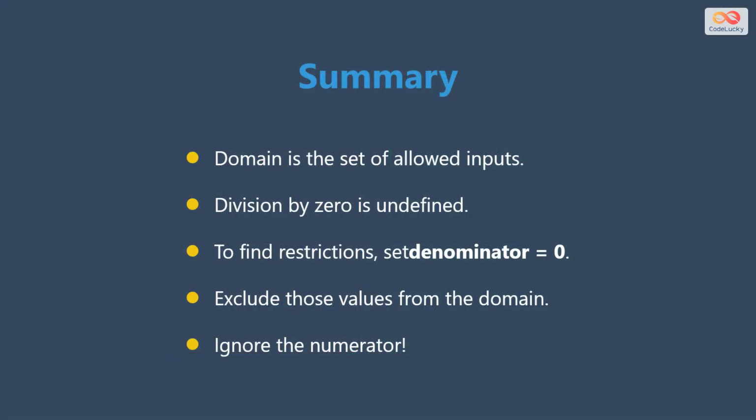To wrap up, remember these key points. The domain is the set of allowed inputs. Division by 0 is undefined. To find the restrictions, set the denominator to 0 and solve. And finally, exclude those specific values from your domain.